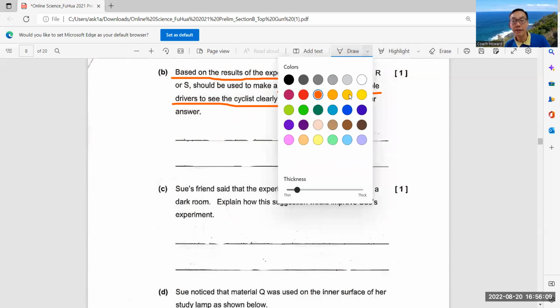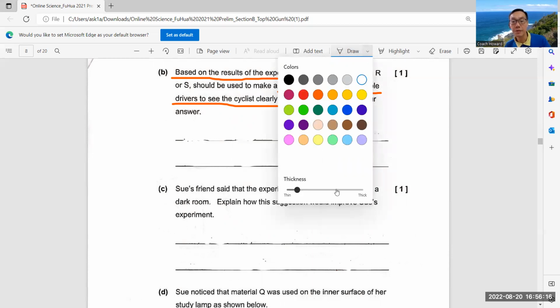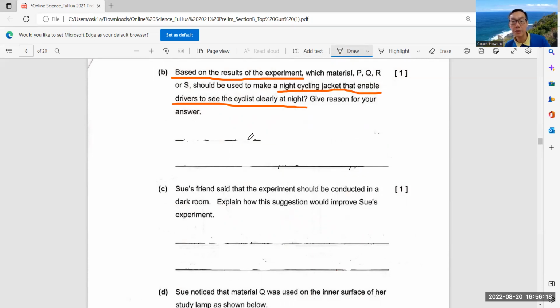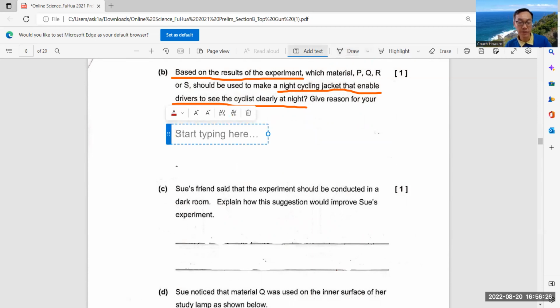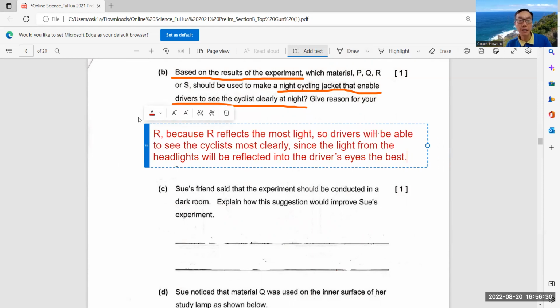Let me clean off this line first, because this line is obstructing. Okay, the line is actually for you to write the answer, but now I want to show the text there, so I block off the line. Okay, so you select material R.